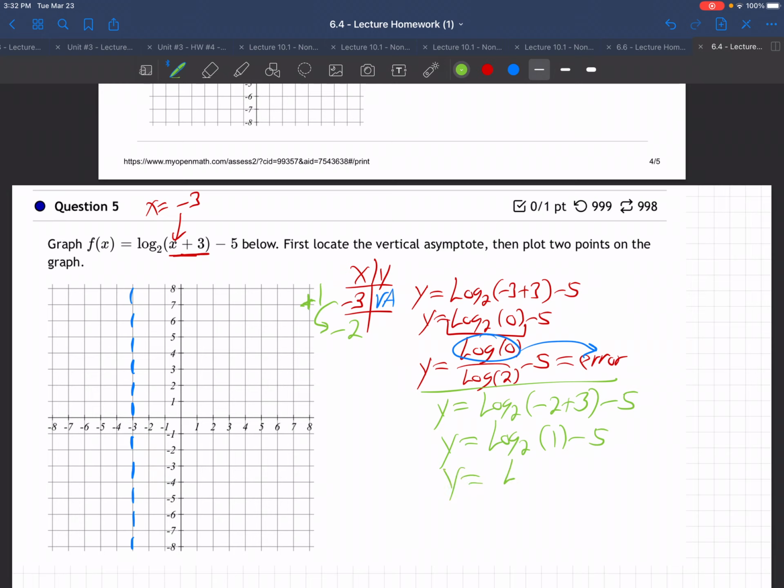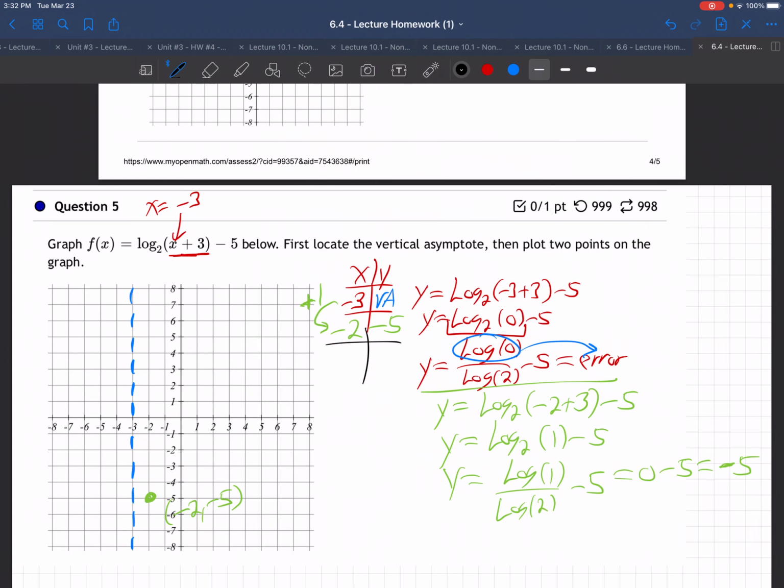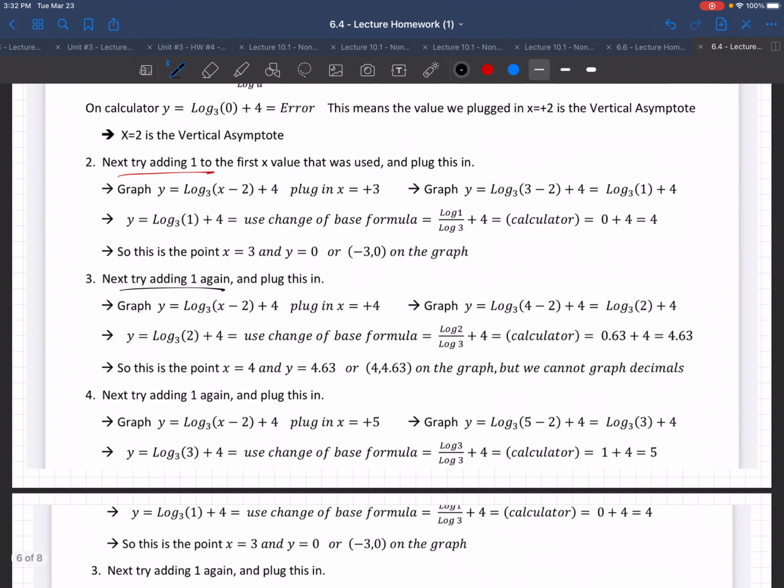Remember how to do that? Make it 2 logs. The base goes to the bottom. If you do that in your calculator, you'll get 0 minus 5, negative 5. That's the point back 2 down 5, which is right there. Back 2 down 5. Okay. And now where do we go from here? Well, you can try adding 1 again. That's what I said down here. Next, try adding 1 again.